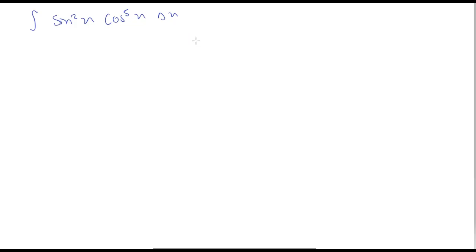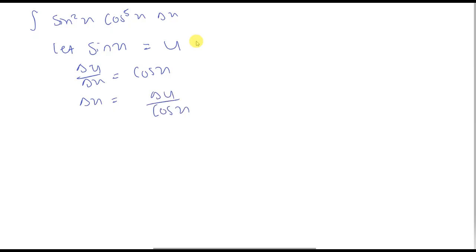So the one that has an even number here is sine, right? So we're going to say let sine x is equal to u. So now find the derivative. So du dx is equal to what? Cos x. Then we'll make dx the subject of the formula. That's going to be du over cos x. So we have this now. So let's put it back.